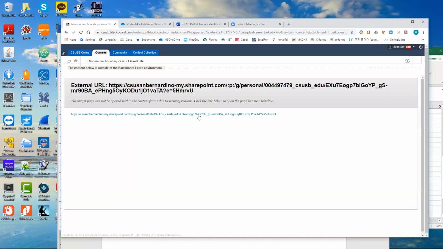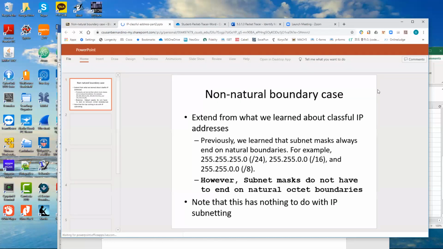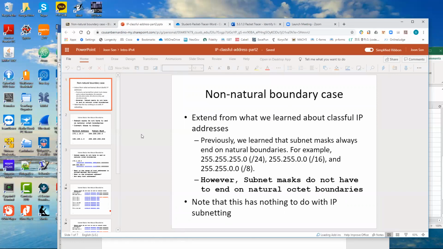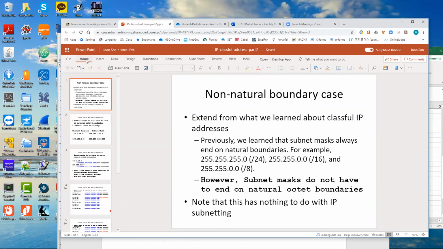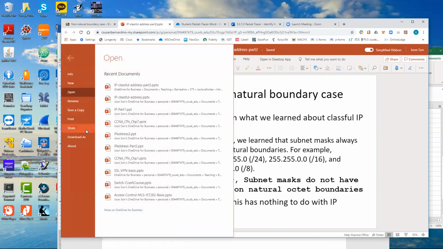Lecture slide, right? And it's very simple. It's only like 7 pages. File download.